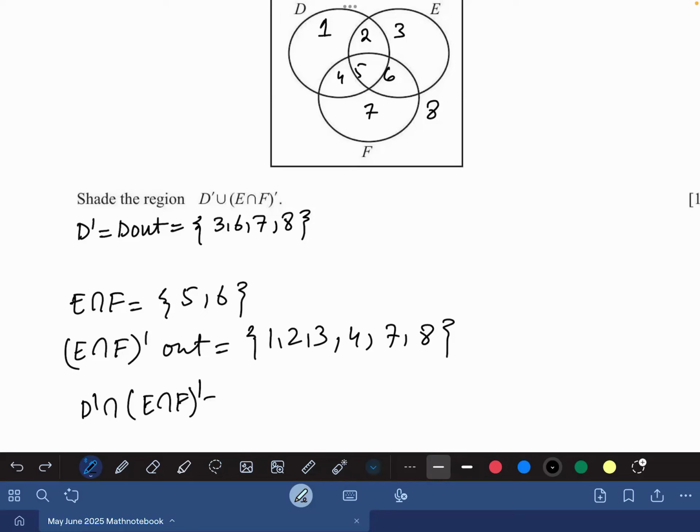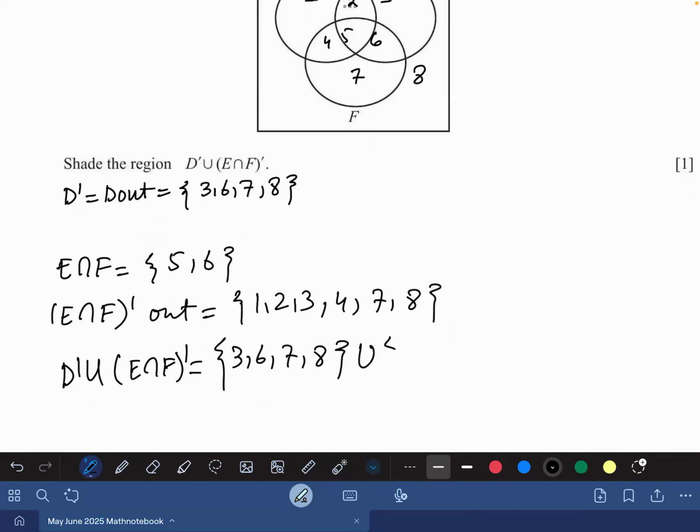It is union, not intersection; I wrote it by mistake. Thank you. It would be D complement unite with. So D complement is what? 3 6 7 8, unite with 1 2 3 4 7 8.